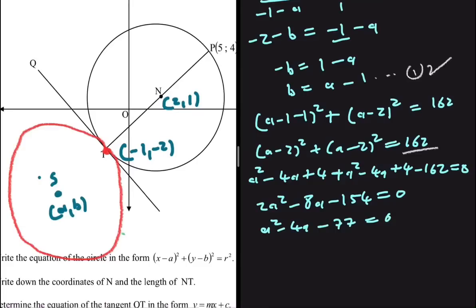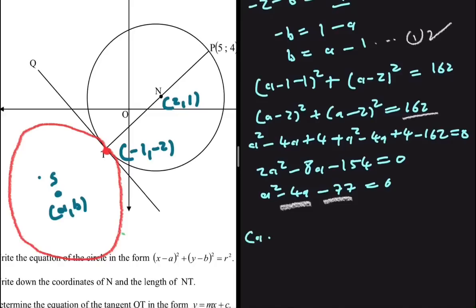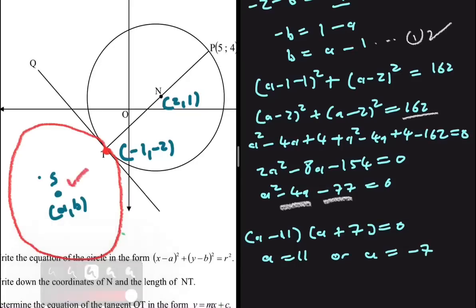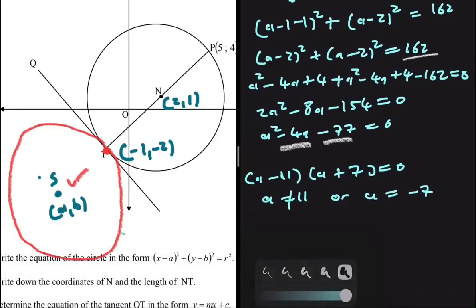So now it's just a matter of factorizing this. Which two numbers do we multiply and get minus 77, but when we add them, we get minus 4? That is minus 11 and positive 7. So a minus 11 multiplied by a plus 7 should be equals to 0. A is equals to 11, or a is equals to minus 7. So we need to pick a value that makes sense. You can see that S is on the third quadrant, so the value must be negative. So a cannot be equals to 11. It is equals to minus 7.